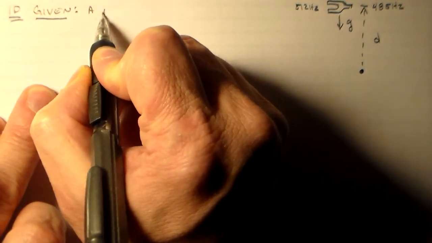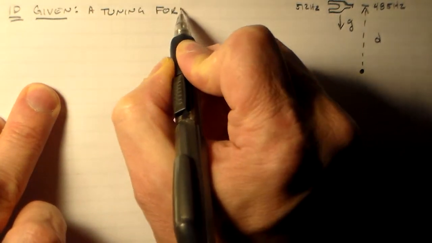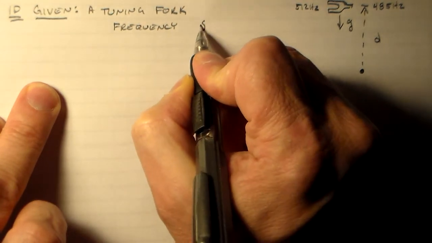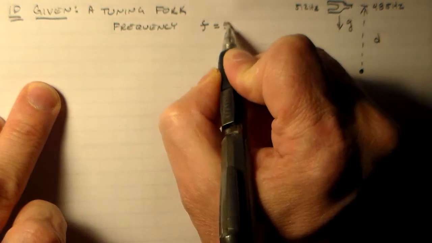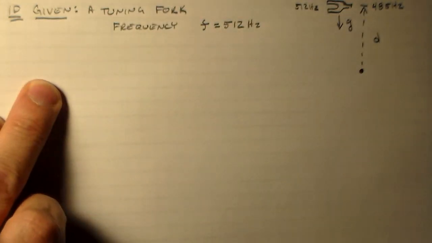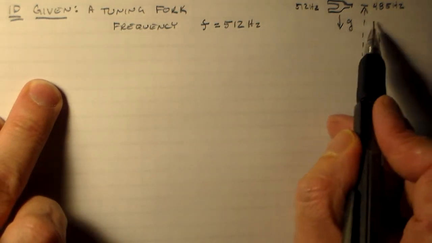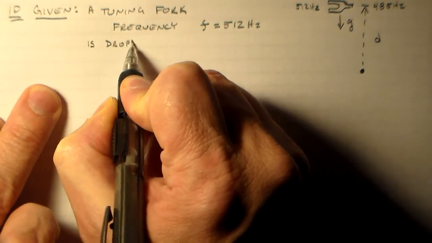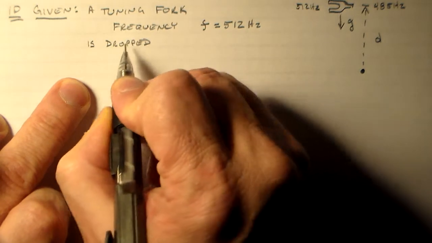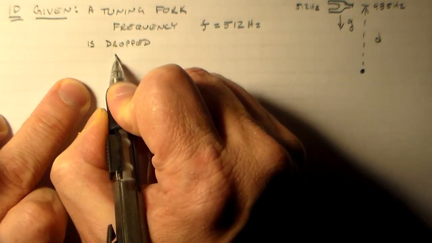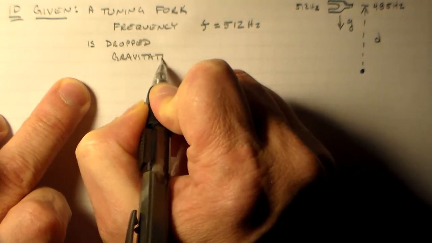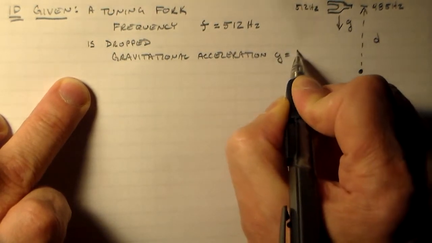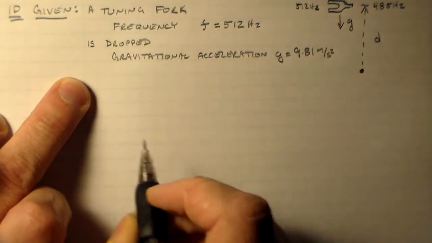We've got a tuning fork. Frequency F is equal to 512 hertz, right? And then we don't need to know much more about that guy. Is dropped. And here it has some gravitational acceleration of G, which is customarily 9.81 meters per second squared.